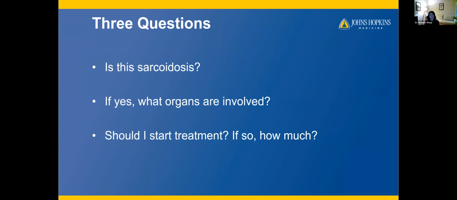And so every time I meet a new patient in clinic, these are the 3 questions that we go over together. First is, do I think you have sarcoidosis, or is this case presentation consistent with sarcoidosis? And then the second question is, if yes, what organs are involved? And this is a talk about systemic sarcoidosis. We're going to go through all the different organs that you can have involved. And then the third question is, should I start treatment? And if so, how much? So we're going to start with, is this sarcoidosis?